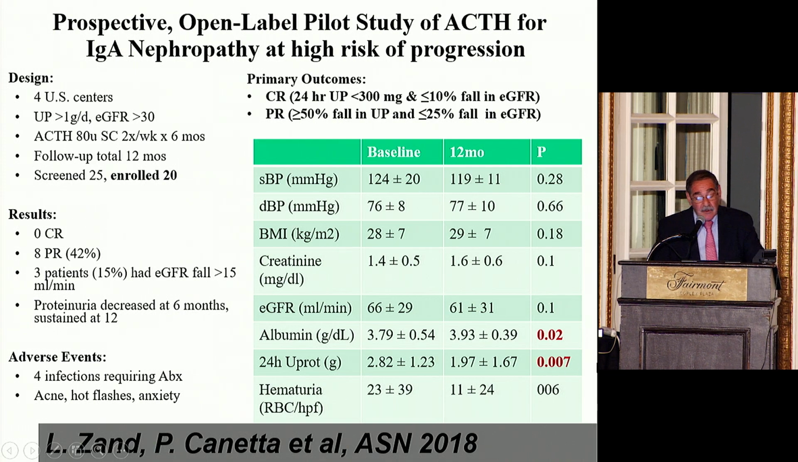The question is, is it worth taking this for 12 months or 18 months or whatever you're going to take, a very expensive drug, to raise your albumin from 3.8 to 3.9, to get your proteinuria to go from 2.82 to 1.97? That is not clear at this point, but there are some positive results in this. The paper will come out. We'll be able to analyze it. I got this from Pietro Canetta, who's our representative in this study. So as a backup thing, it's there.